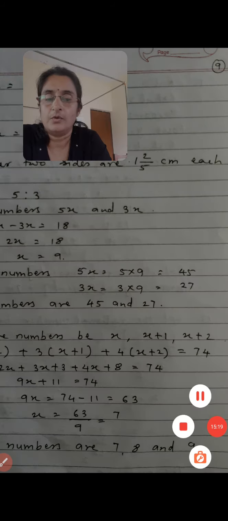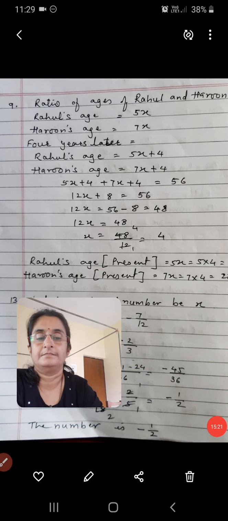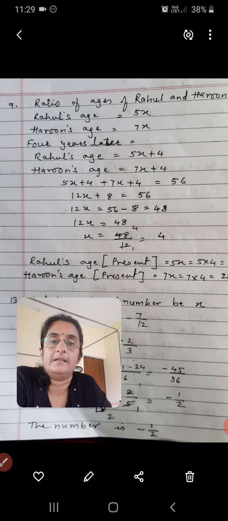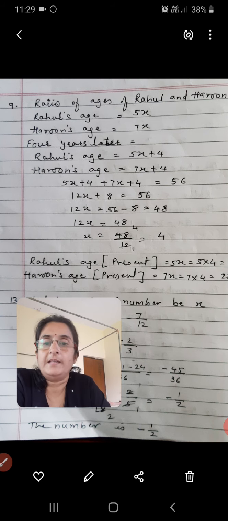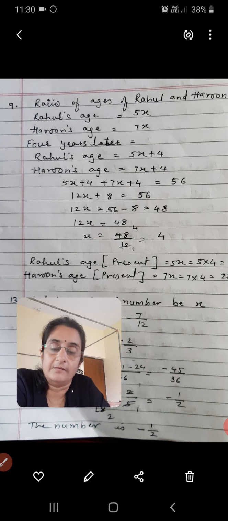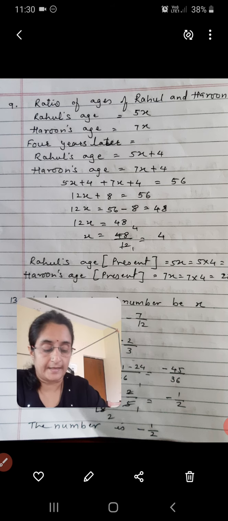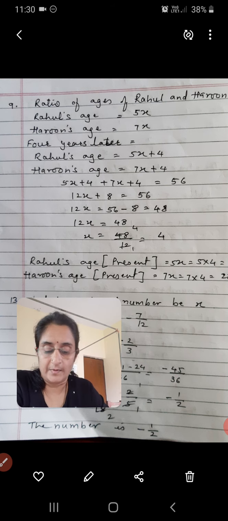Fine. Let us go to the ninth question now. Here the problem is given with ages. Children, you will face many types of sums related to ages in the next exercises also. So see how to do them. Now the question is, the ages of Rahul and Harun are in the ratio of 5:7. 4 years later, the sum of their ages will be 56 years. What are their present ages?